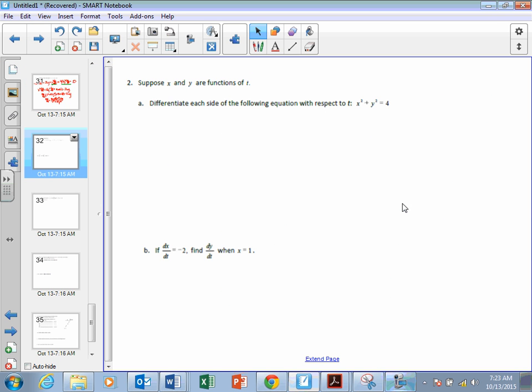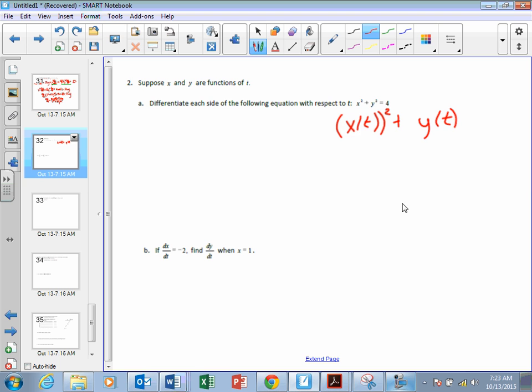All right, moving on. So suppose x and y are functions of t, then differentiate the following equation with respect to t. So first of all, I'm going to rewrite this real quick. This is x(t) squared plus y(t) squared equals 4. Now I'm taking the derivative of both sides with respect to t. So I see right here that x(t) is being squared, that y(t), some function of t, is being squared. So I'm going to need chain rule for both of those.